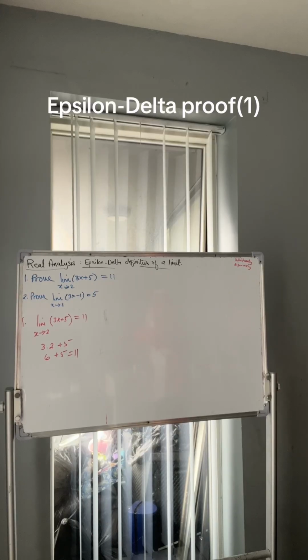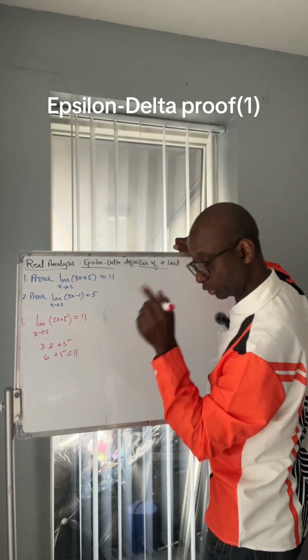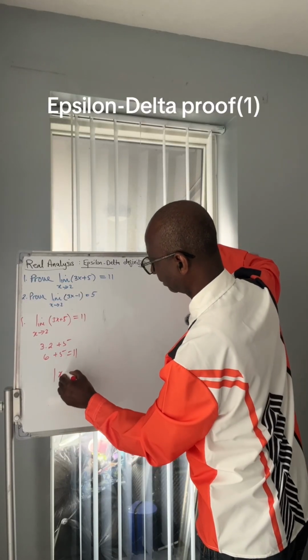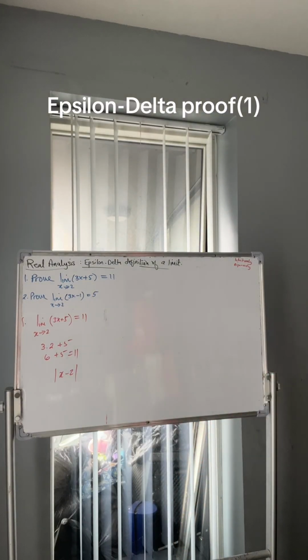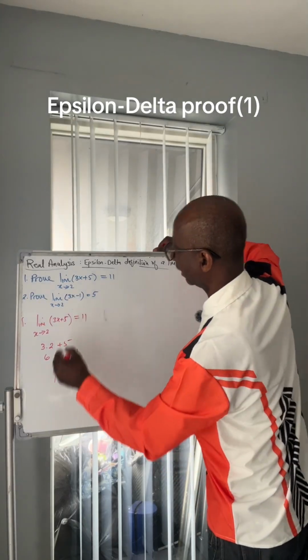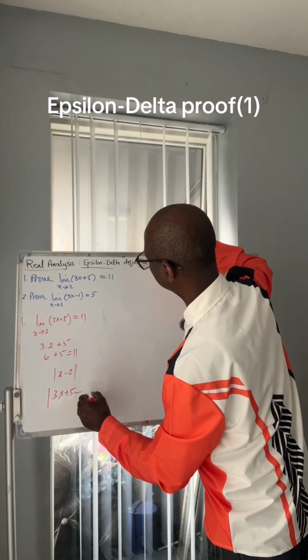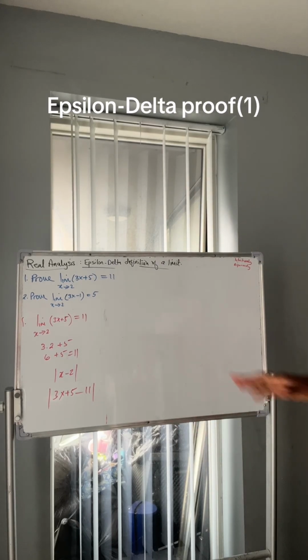But if you want to prove it rigorously, you can state that according to the epsilon delta definition, no matter how small x minus 2 is, we can make 3x plus 5 minus 11 small as well. This is the epsilon delta definition, rigorous proof.